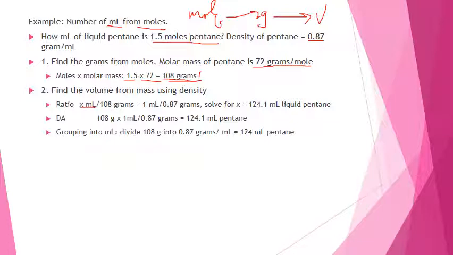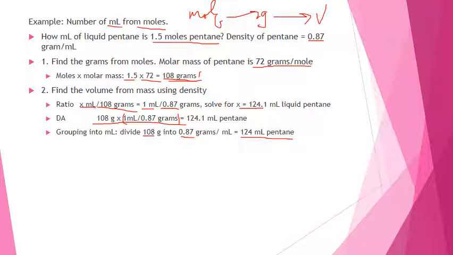I know that I can use the ratio x mils per 108 grams has to equal 1 mil per 0.87 grams. Solve for x, you get 124.1 mils. With dimensional analysis, you set it up as 108 times the conversion factor, and you get 124. For grouping, you group the 108 into groups of 0.87, so you can divide 108 by 0.87 grams, and you also get 124 mils of pentane. Okay, so that's how you figure it out.